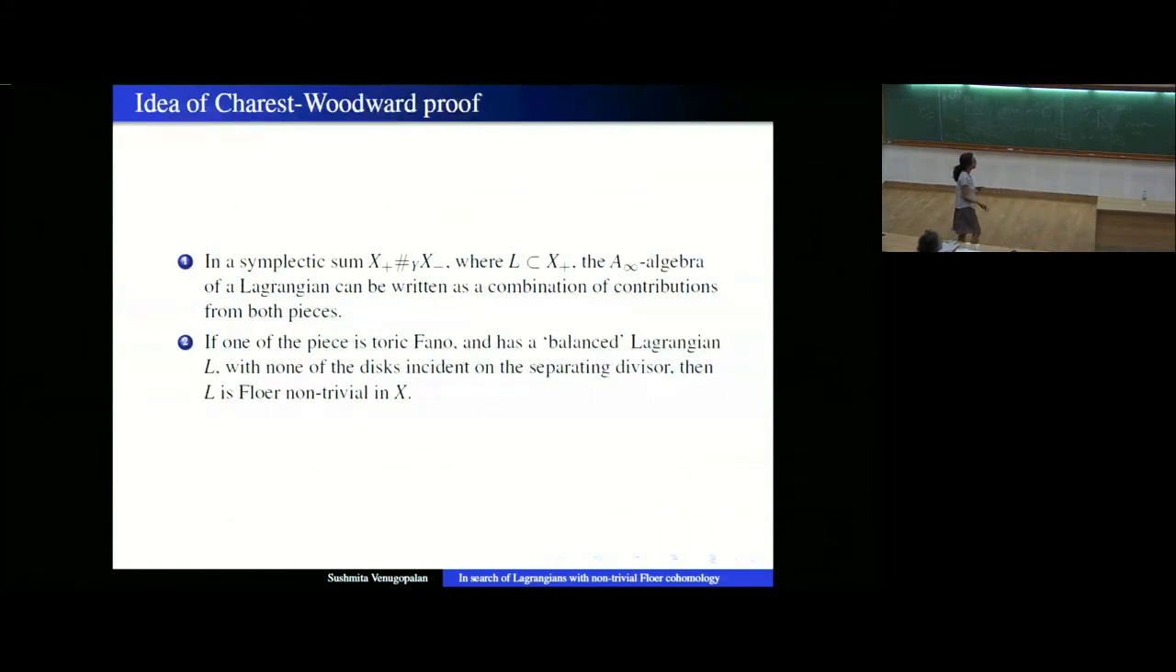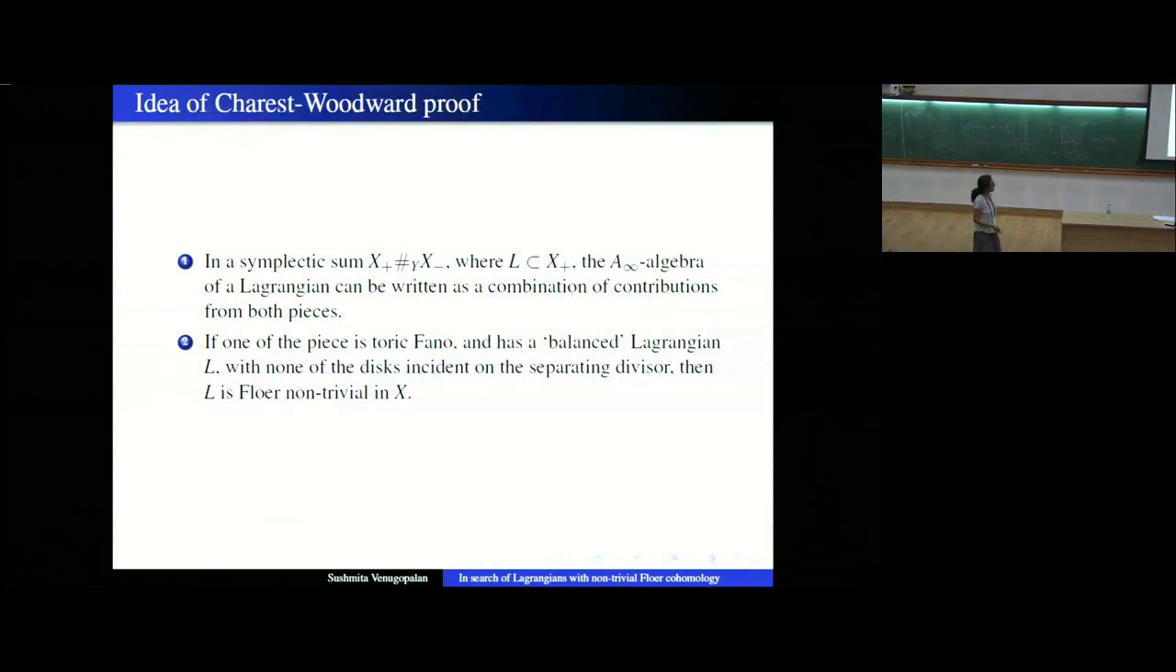The idea of this theorem of Charest and Woodward that I just mentioned is the following. Let me restate the theorem since it didn't occur in the slides. The theorem was that if there is a small point blow-up, there will be a Floer non-trivial Lagrangian close to the exceptional divisor. The way it is proved is that near a point, you can always take a Darboux neighborhood. So it will just look like, say, you are at a point on CP^n.